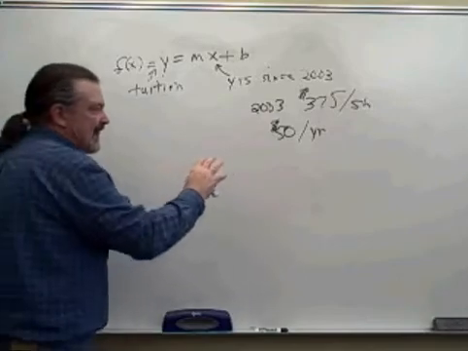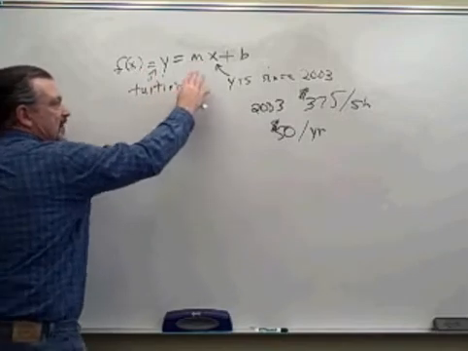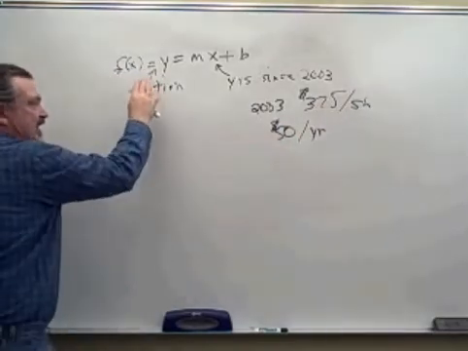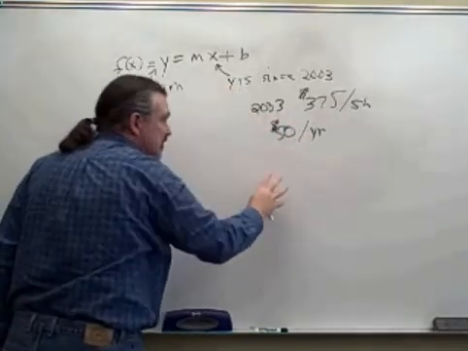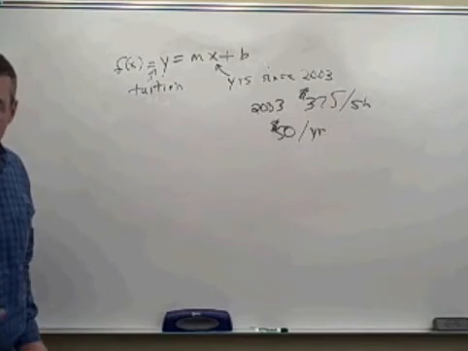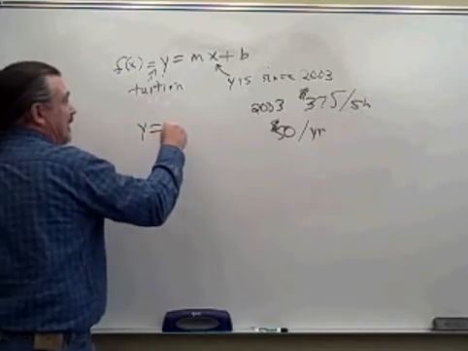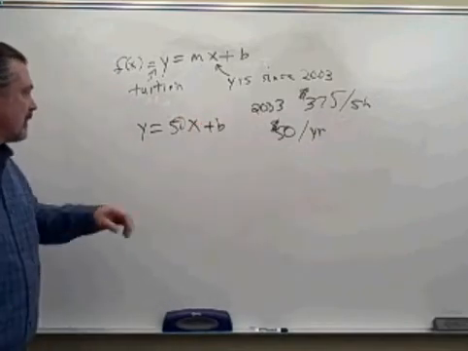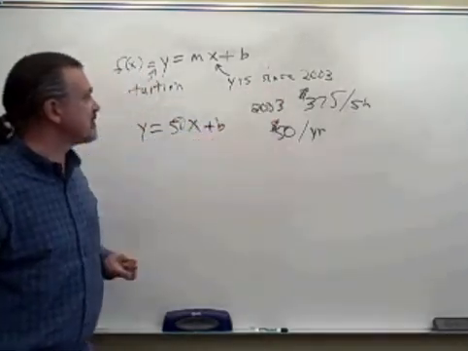Well now, isn't that the slope? The y value is tuition, the x value is years. If you have $50 per year, change of y would be dollars of tuition, change of x would be years. $50 per year, that's a change of y over change of x, that's my slope. And I immediately have an equation that is y equals 50x plus b. The change is $50 per year, every year since 2003.